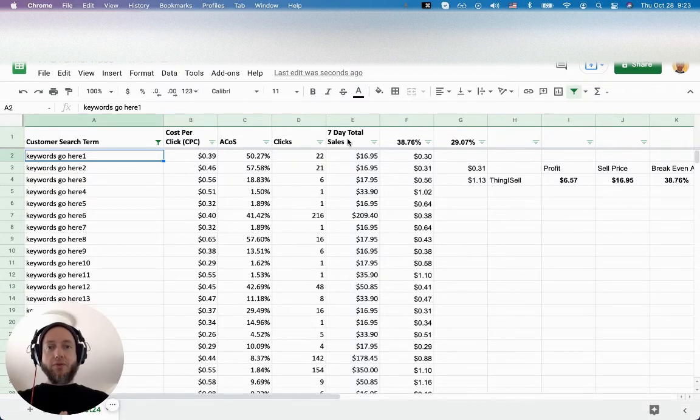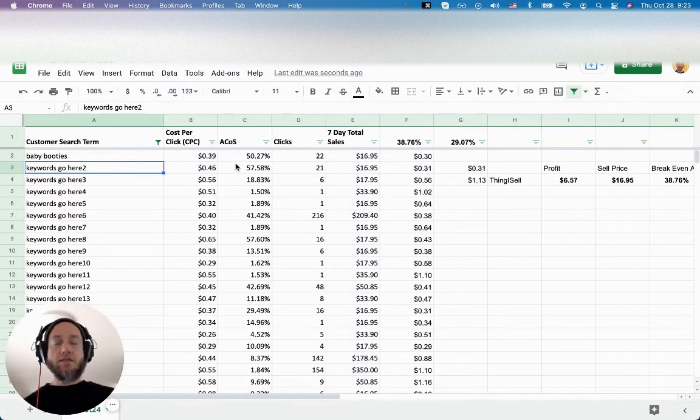Just on this 7-day total sales, for anybody who doesn't know, this is not the sales that you made in 7 days. Say the keyword is baby booties, and somebody types in baby booties and clicks on your PPC ad. If within 7 days of clicking on that ad they make the purchase, that gets counted towards your 7-day total sales.